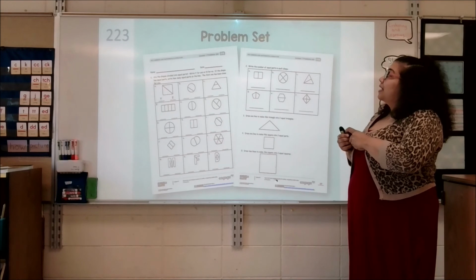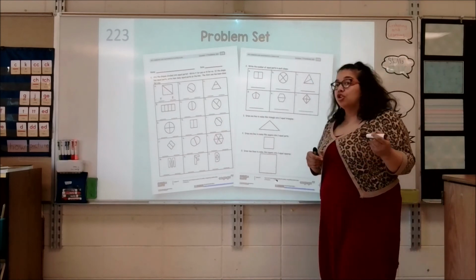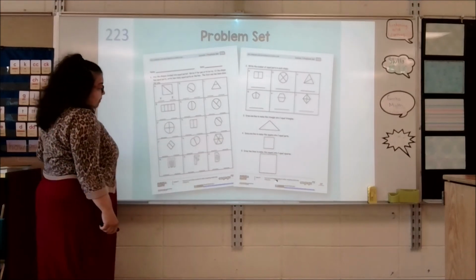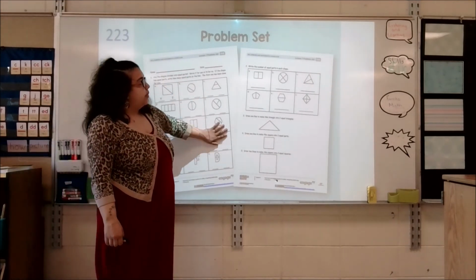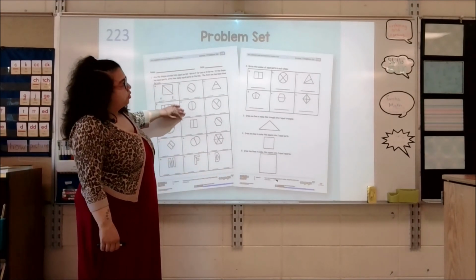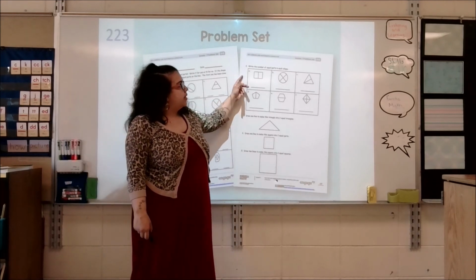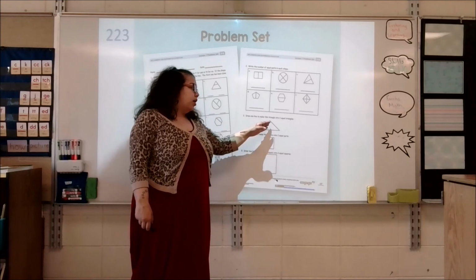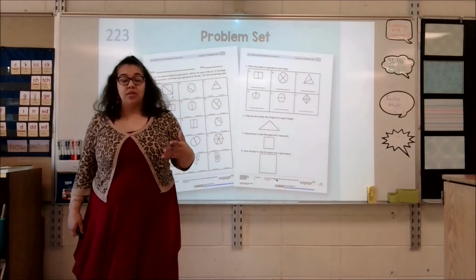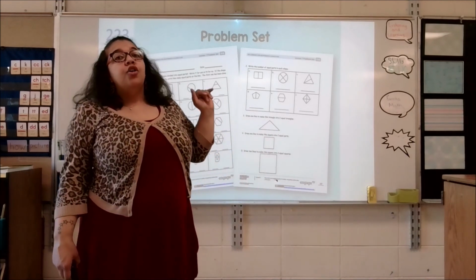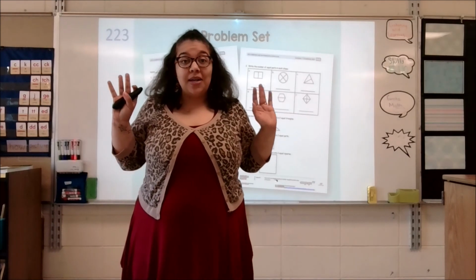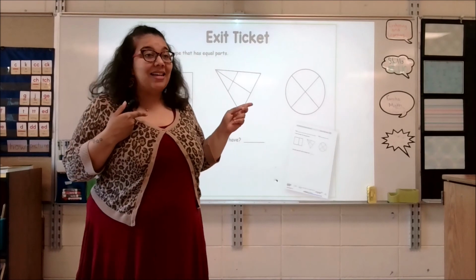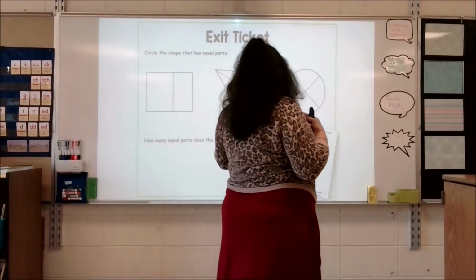During this module, the expectation is for you to complete your problem set. I know it shouldn't take you more than 10 minutes. You're going to do the same thing we did. On the front and on the back, you're going to write the number of equal parts in each shape, and then you're actually going to draw lines to make equal parts within the shape. You're going to leave your Nearpod alone to complete your problem set, and then return to your Nearpod to do your exit ticket.